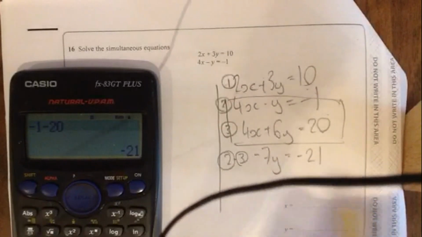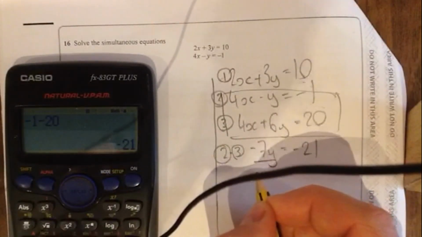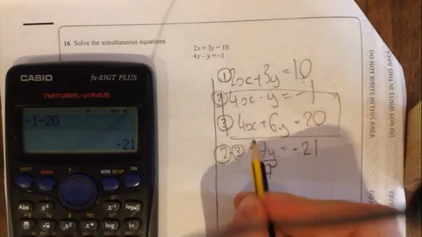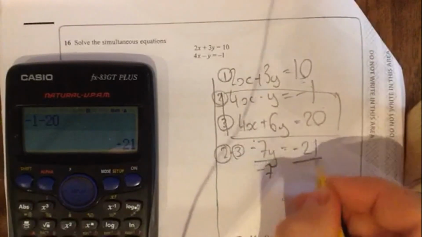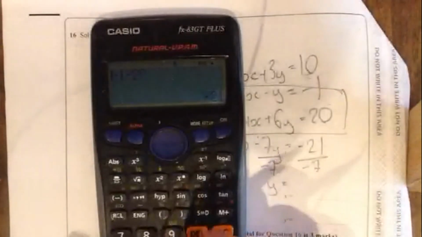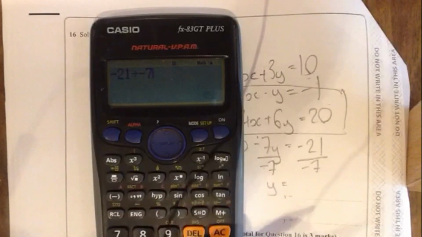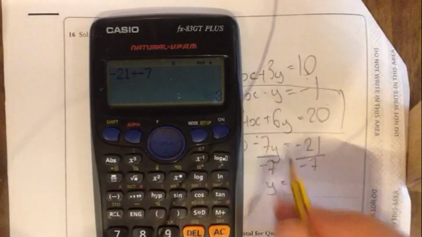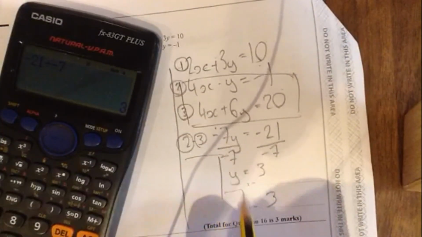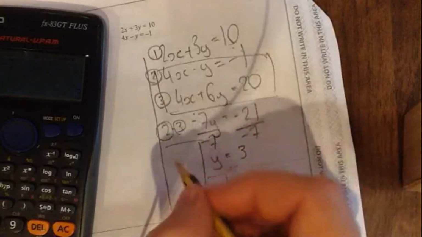Now minus 7y equals minus 21. We want 1y, so we have to divide this by negative 7. It's important we divide by negative 7 because there's negative 7 here. So y equals negative 21 divided by negative 7, which is 3. So y is 3. Now we need to substitute this back into one of these equations. I want a little bit of space here. I'm going to choose the first one just for the hell of it.